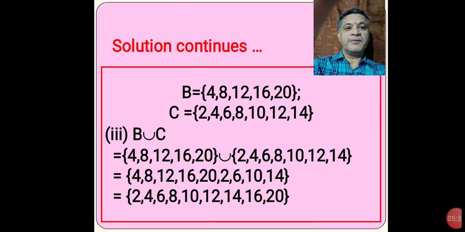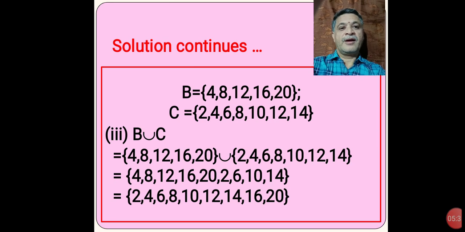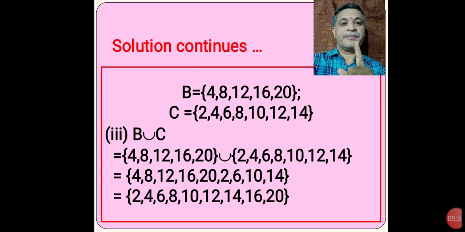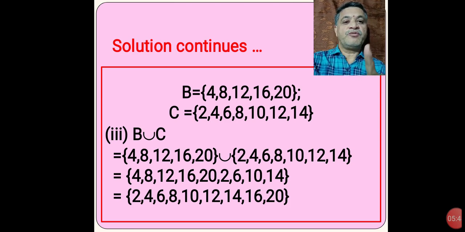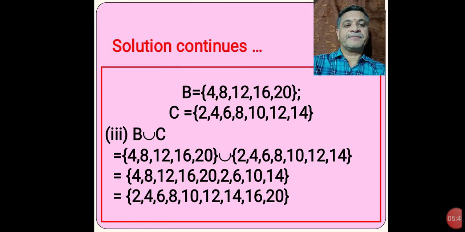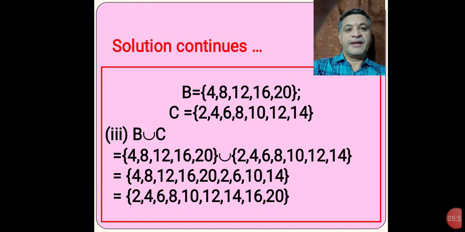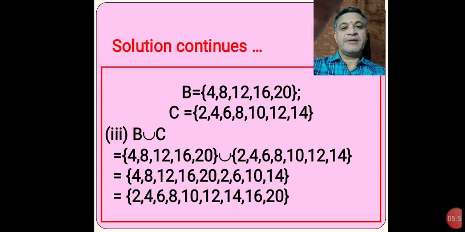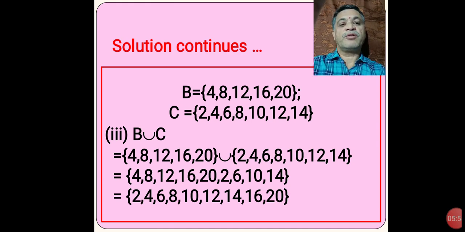Then go to B ∪ C. Here B is {4, 8, 12, 16, 20}, and C is {2, 4, 6, 8, 10, 12, 14}. Now B ∪ C. Very good. Write the elements in B, set 4, 8, 12, 16, 20, union, and write the elements in C, set 2, 4, 6, 8, 10, 12, 14.